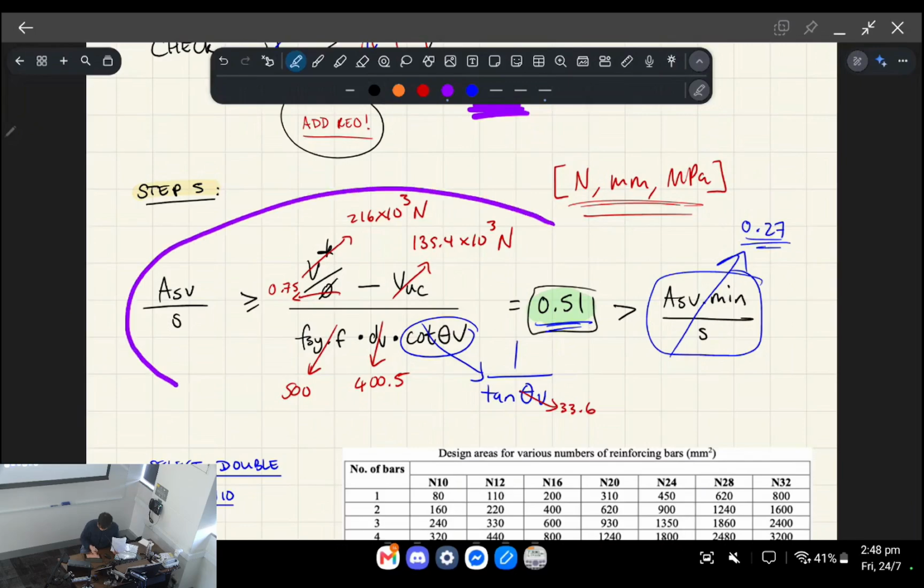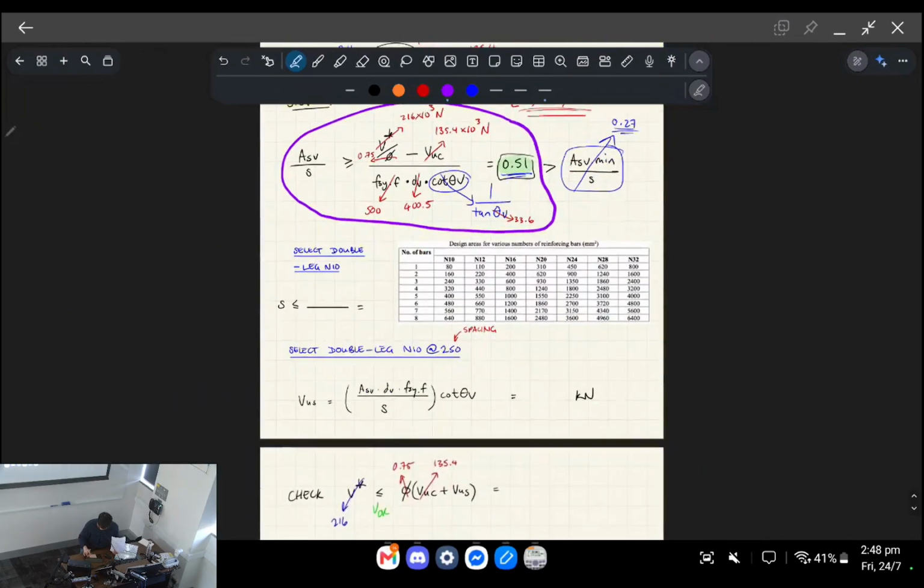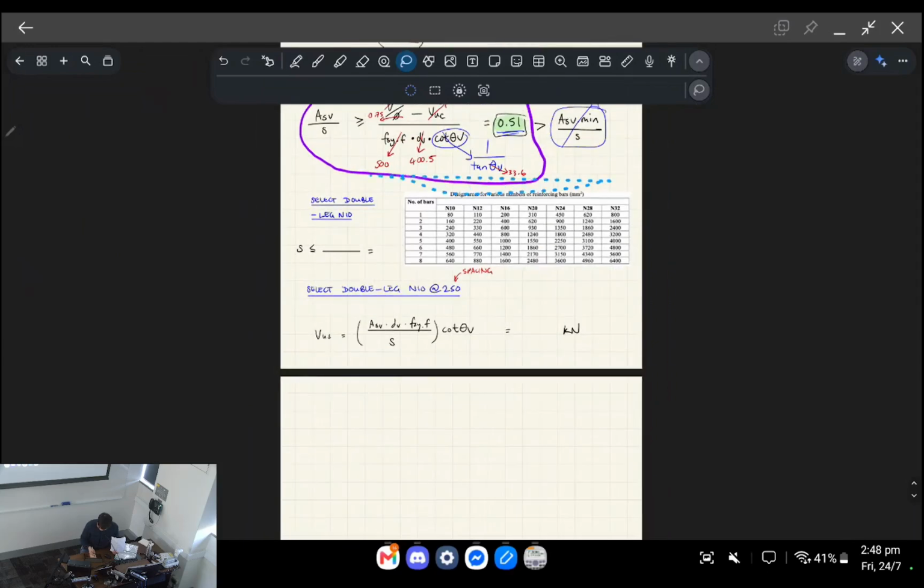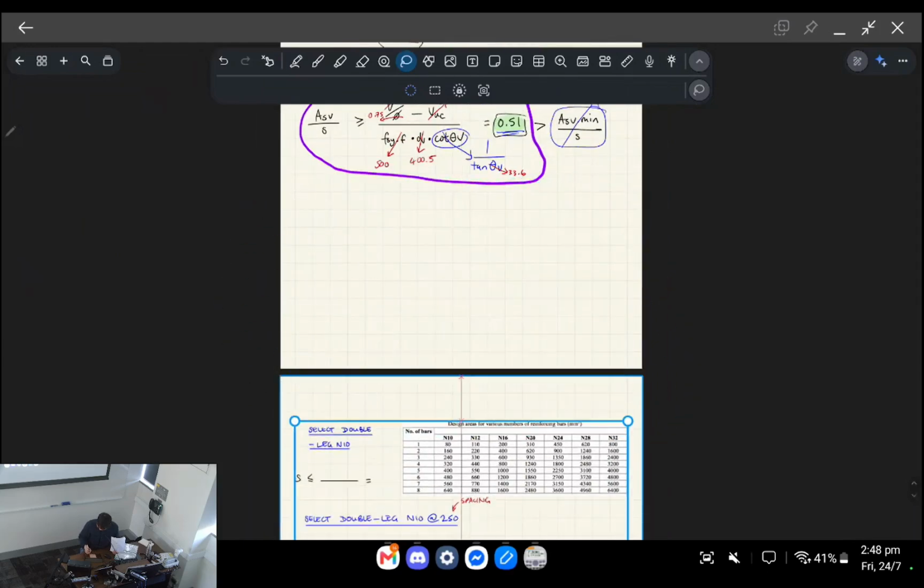The next step is comparing these 2 things, which is not terribly clear what I'm doing here, so I'm going to add an extra page. Sorry. I'm going to drag that down there.